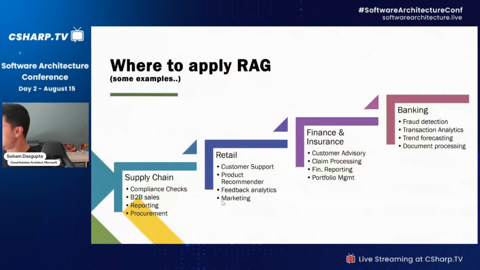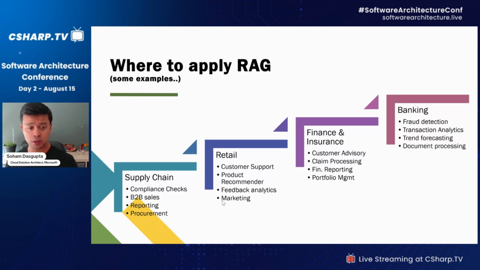Last but not least, there are many more examples, but I put 4 major industries, to be honest. Supply chain, for example, if you're doing compliance checks, so for example, validation for all incoming orders and purchase things that are going out, you can automate that using a RAG application. If you're doing reporting, validation, procurement, B2B sales, marketing, supply chain has a lot of use cases on that part as well. Customer support on the retail is a very well-known use case, to be honest.